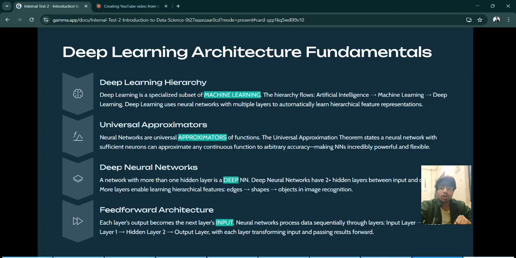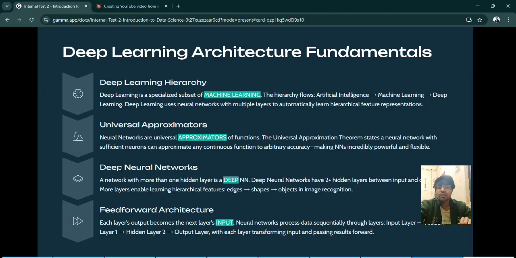Between input and output, more layers enable learning hierarchical features. In image recognition, early layers detect edges, middle layers detect shapes, and deep layers detect complete objects like a face or a car. So question number 29. Each layer's output becomes the next layer's blank. So the answer is input.